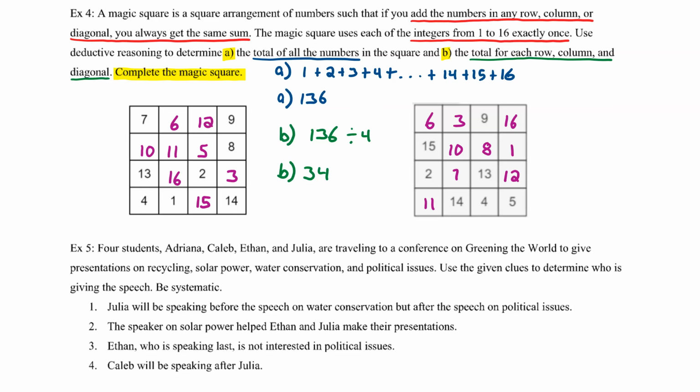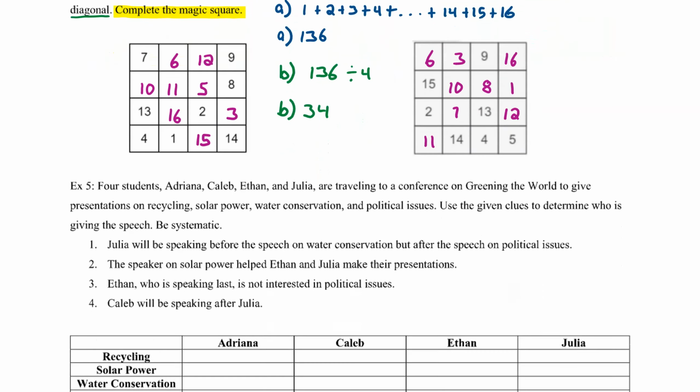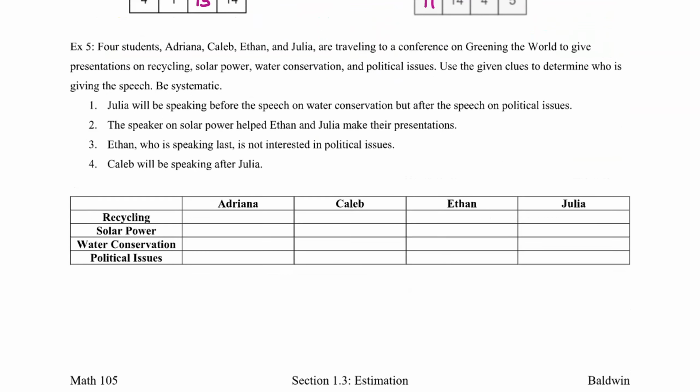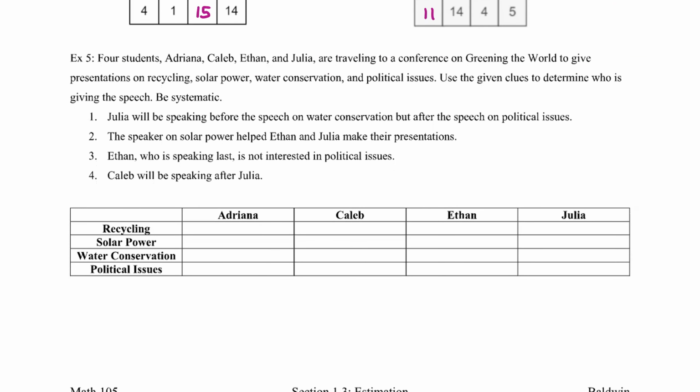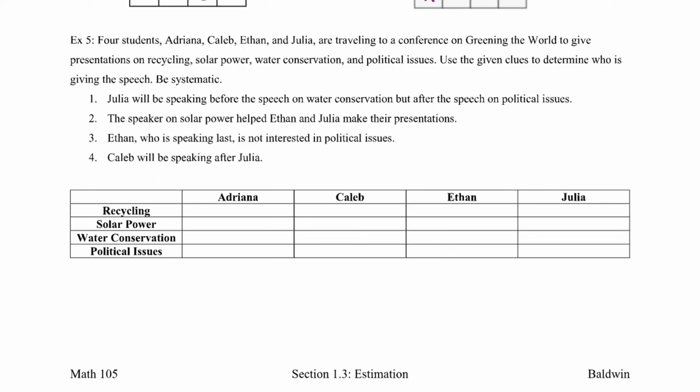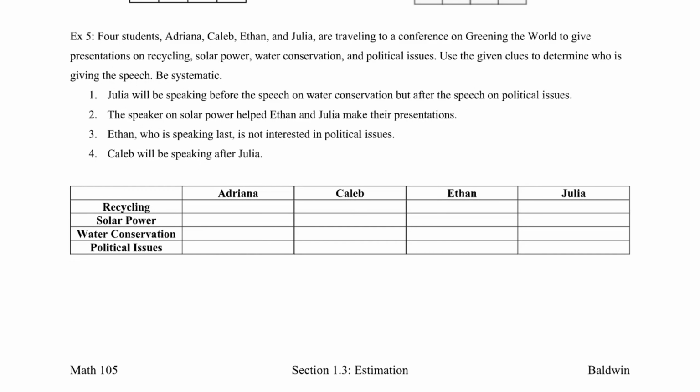So the last problem that we have here is more of an ordering type of problem. If we look at this, we've got 4 students: Adriana, Caleb, Ethan, and Juliana. They're traveling to a conference to give presentations. So we want to use the given clues to determine who is giving which speech.